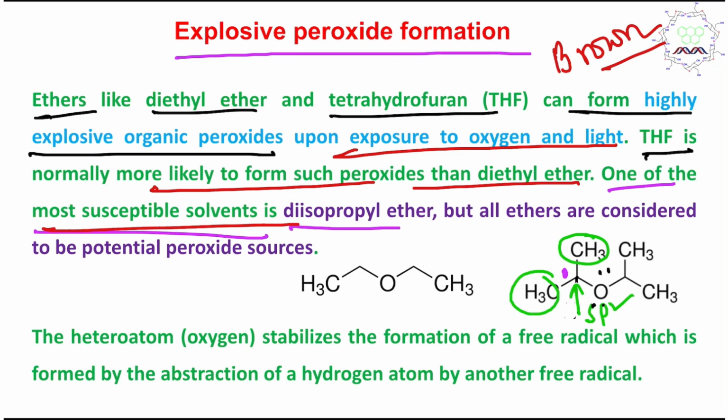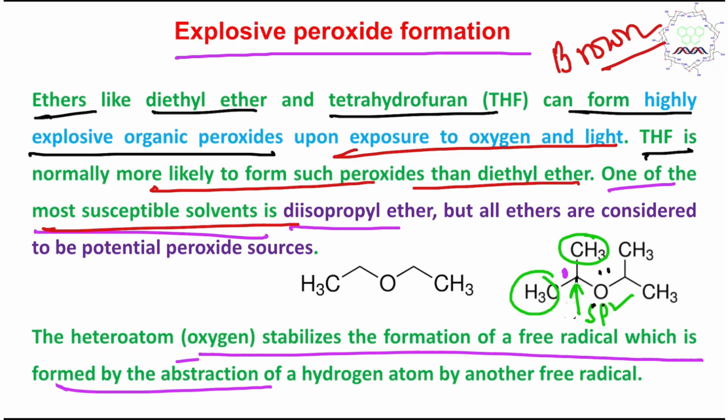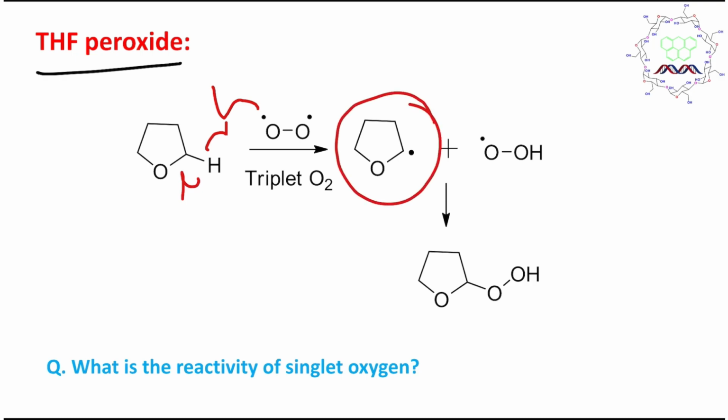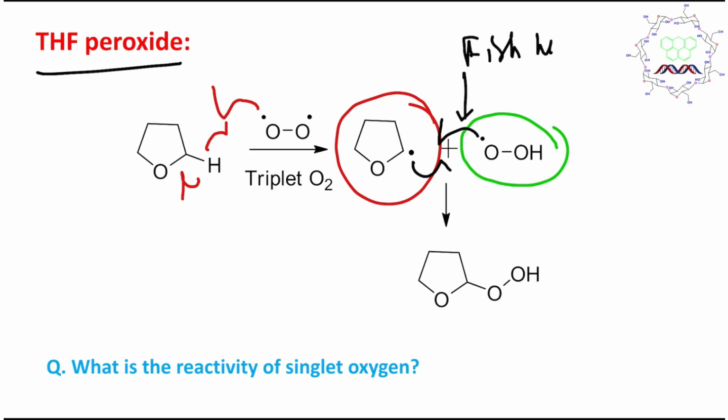Now the heteroatom oxygen stabilizes the formation of the free radical, which is formed by the abstraction of a hydrogen atom by another free radical. For example, in this context I am talking about triplet oxygen. You can see the mechanism for THF peroxide formation. This neighboring carbon-hydrogen bond reacts with oxygen, and oxygen is a diradical, so it can react like a radical. It will produce a radical on one part and a hydroperoxide radical on another part.